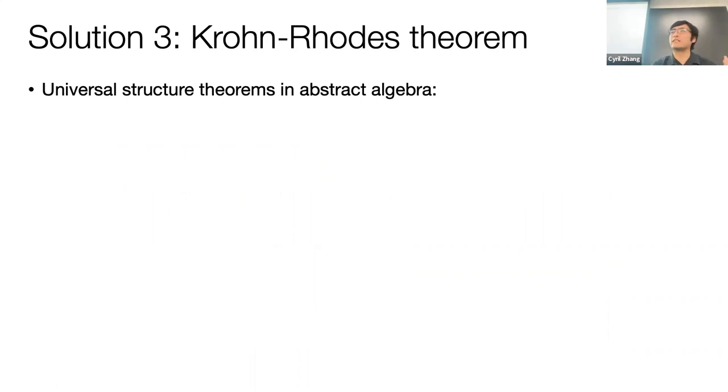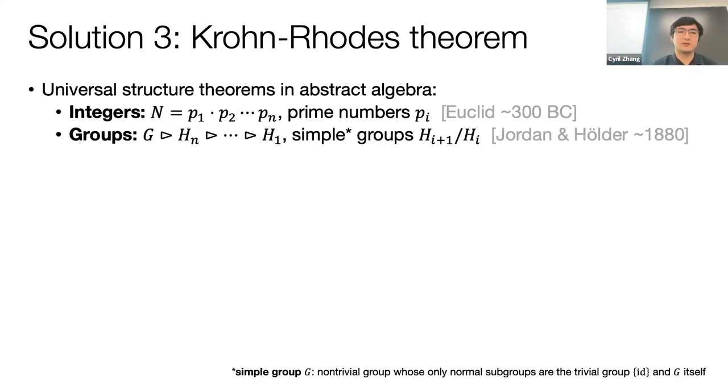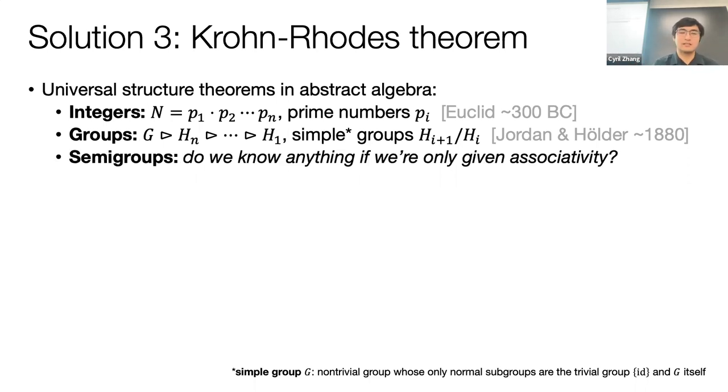There are factorization-type theorems in algebraic objects, which are generalizations of the old fact that integers admit prime factorizations. Some very fancy generalization of this is that groups admit factorizations into simple groups as well. And the question is, if we peel off the axioms of invertibility and identity from groups, and we only have a binary operation that is only associative, do we know anything about this algebraic structure? Are there any factorizations, any canonical forms that we can write down? What is the generic structure of semigroups?